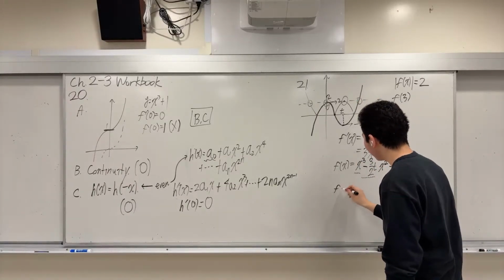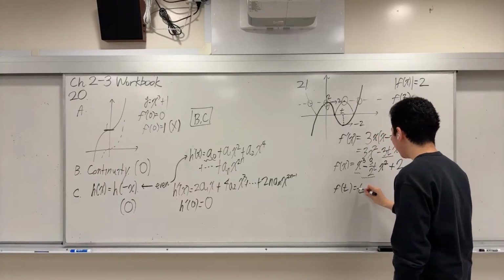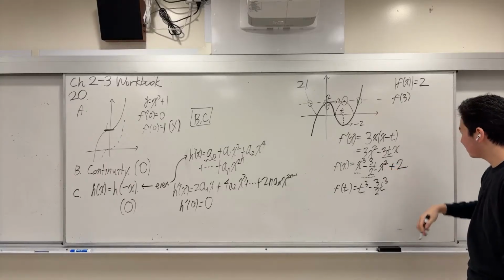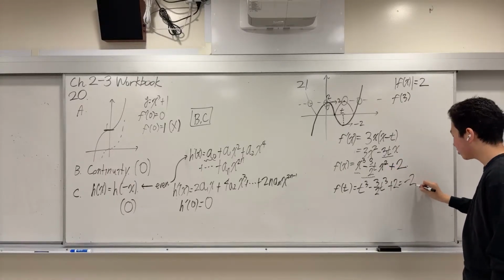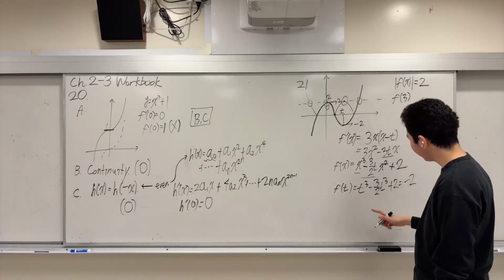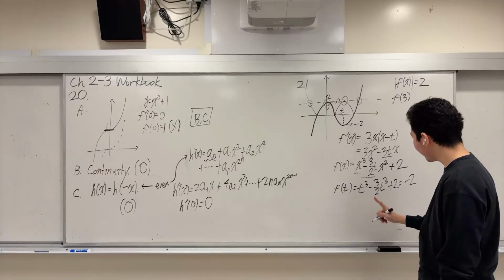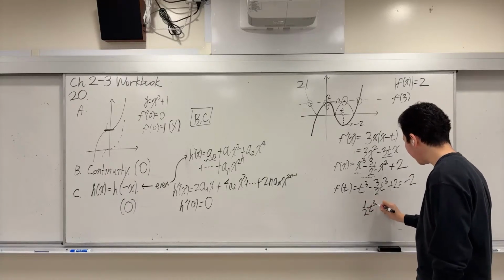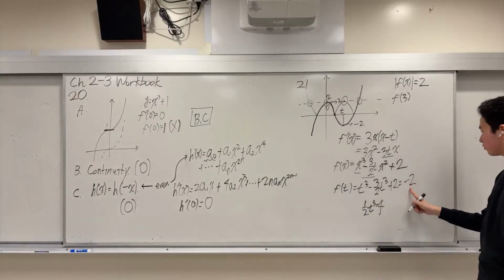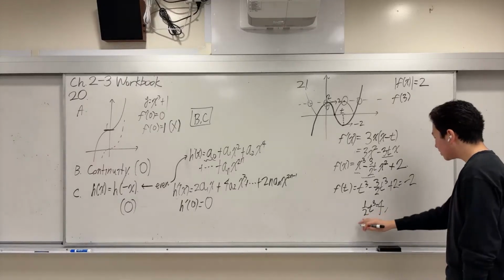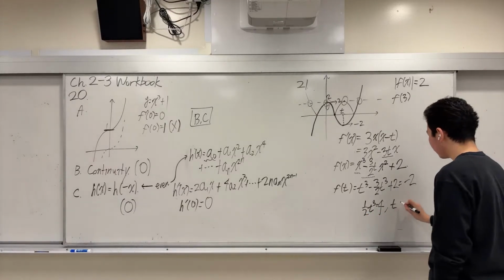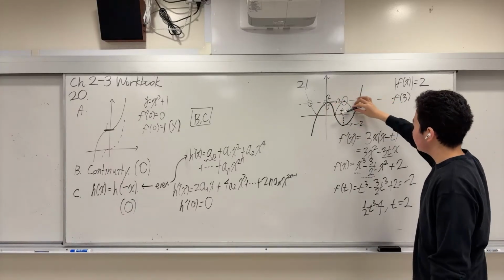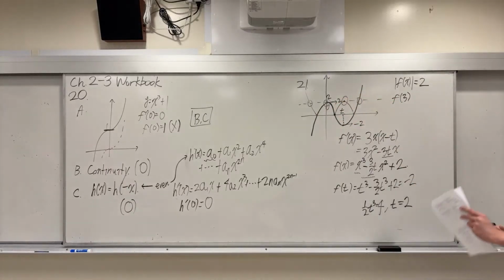So f of t, we know that it must be -2. So t cubed minus 3 over 2t squared plus 2 equals -2. So we got, what have we got? Minus 1/2 t cubed. So why don't we move this to that side? So 1/2 t cubed equals 4, right? Since we moved the -2 to this side. So we multiply by 2 and we cube root it. So t must be 2. And that makes perfect sense in our picture as well. t must be a positive number, and we got t equals 2.